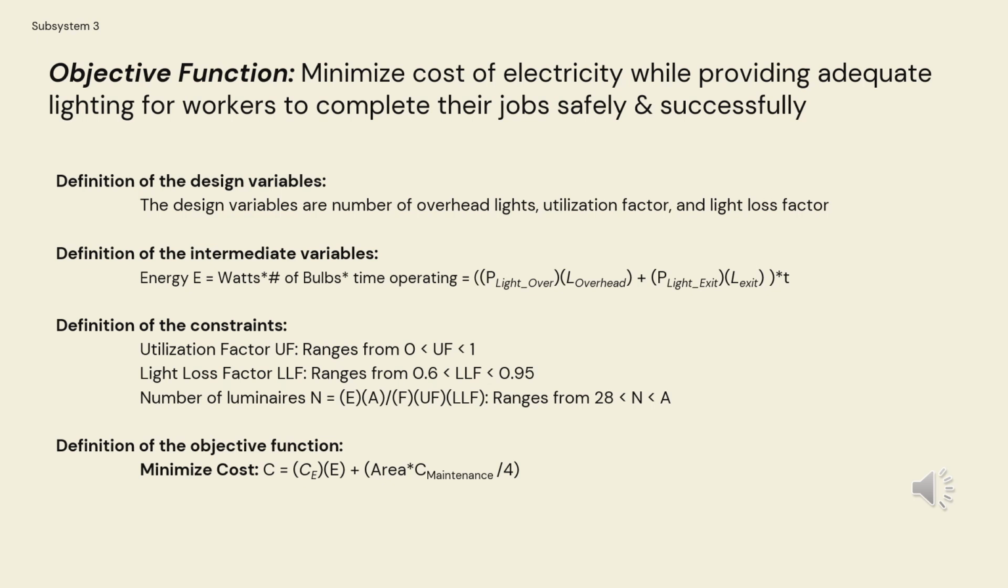The objective function is focused on cost, both cost of electricity and the cost of maintenance for our lights. Our constraints are related to the utilization factor and the light loss factor, which are parameters related to how clean and efficient lights are. That will help us determine the number of lights that we need and the overall cost for that electricity and maintenance of those lights.